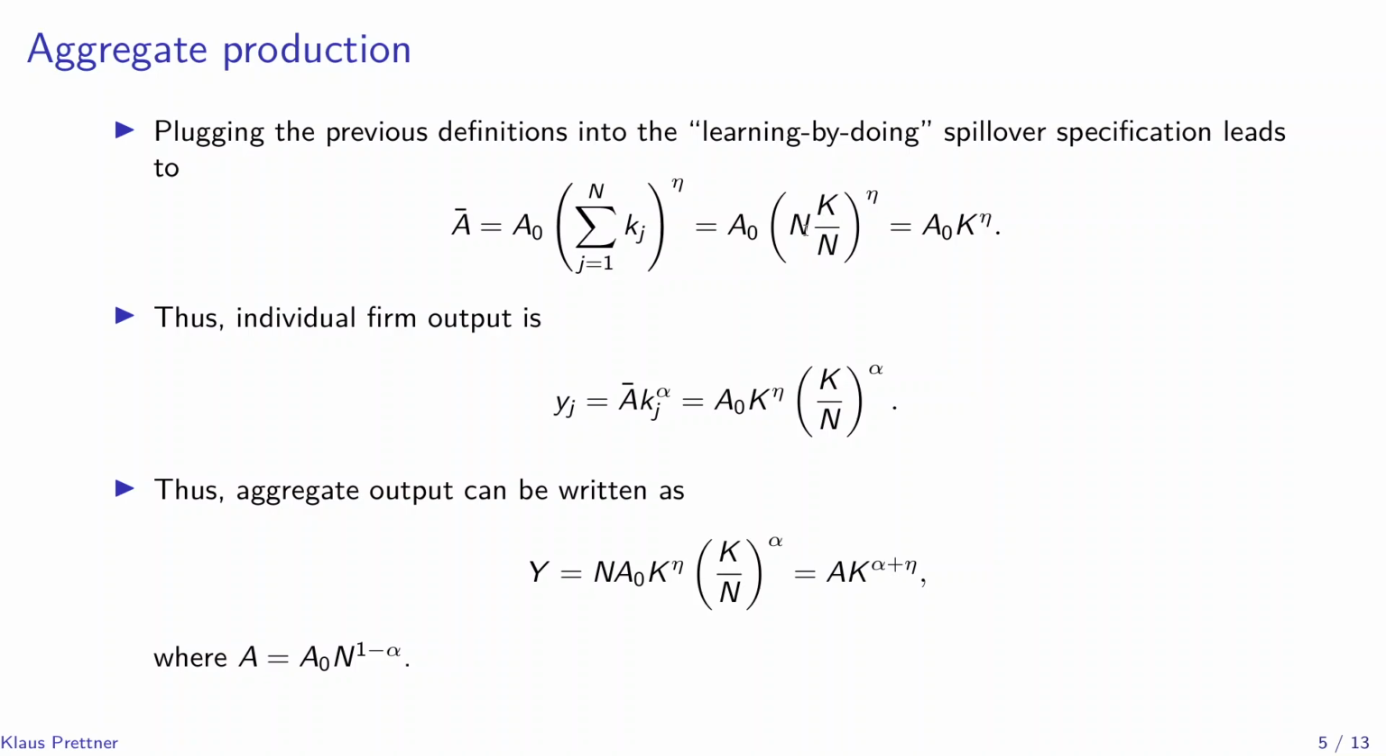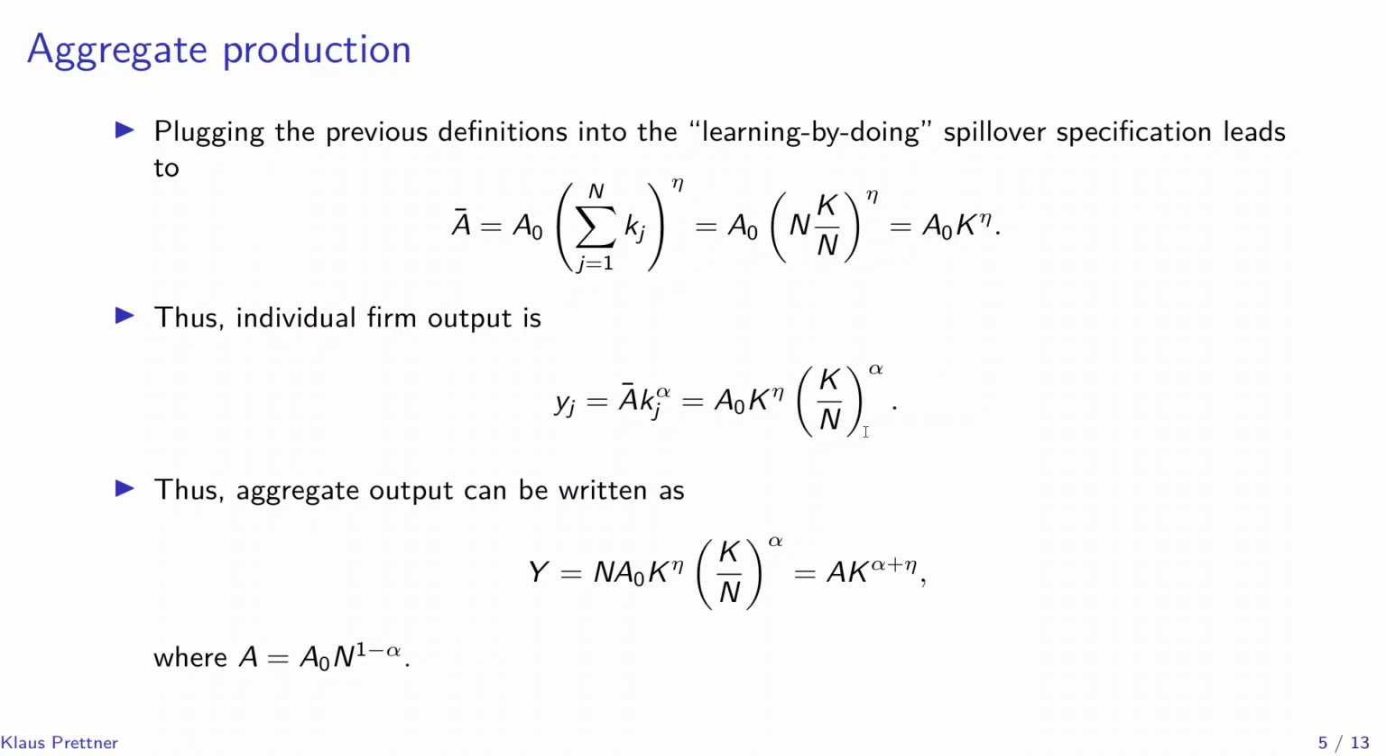And then of course, this N and this N, they cancel each other off, and we have that aggregate productivity is A0 times the aggregate capital stock in the economy to the power of the extent of the learning by doing spillover effects. Now we can plug aggregate productivity into the production function of the individual firm, so for this A bar here, and we make use of the symmetry result that we had on the previous slide to substitute out for capital of each firm, Kj, as uppercase K divided by N.